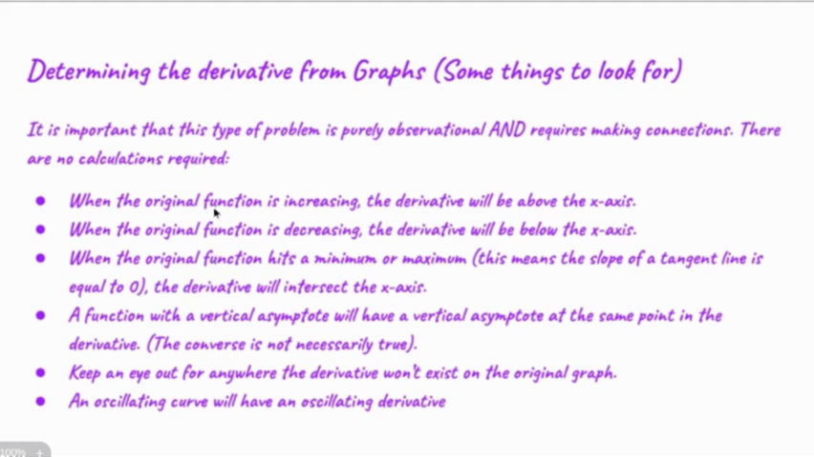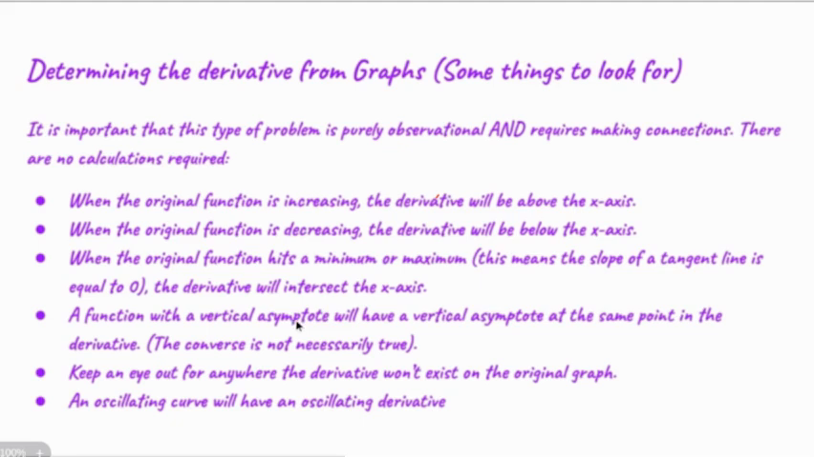So when the original function is increasing, the derivative will be above the x-axis. That makes sense. Increasing would lead to positive slopes, would lead to positive points. So when the original function is decreasing, the derivative will be below the x-axis. When the original function hits a minimum or maximum, this means the slope of the tangent line is equal to 0. The derivative will intersect the x-axis.